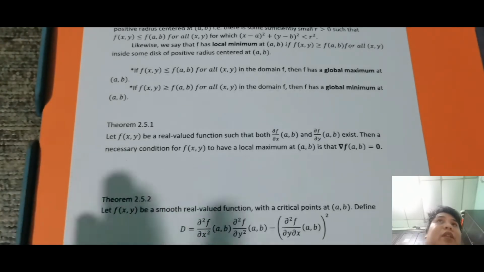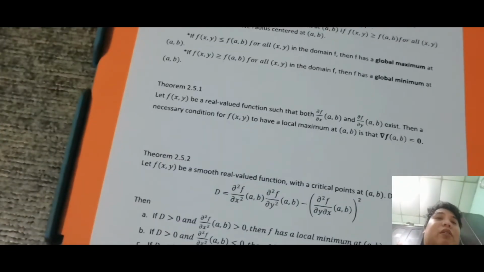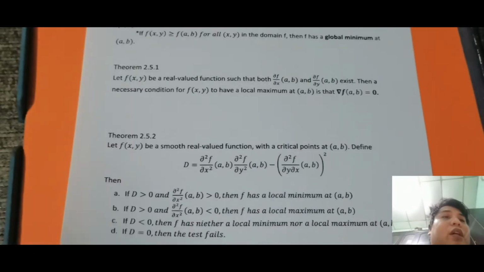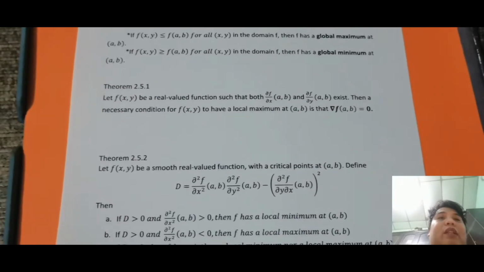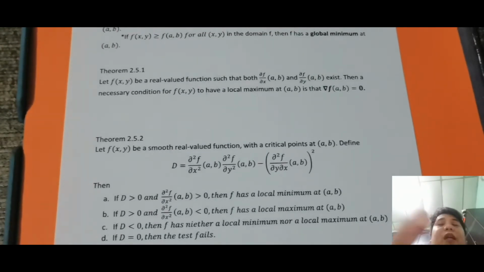Okay, so since partial derivative na yung alam natin, so again, sa multivariate calculus, partial derivative talaga yung nag-i-exist usually. Sorry, nahampas ko yung aking tripod. Okay, so we have this theorem. Theorem 2.5.1. Let f of x, y be a real valued function such that both partial derivative of f with respect sa x of a, b and partial derivative of f with respect sa y of a, b exist. So again, nag-exist sila, hindi sila indeterminate or undefined.